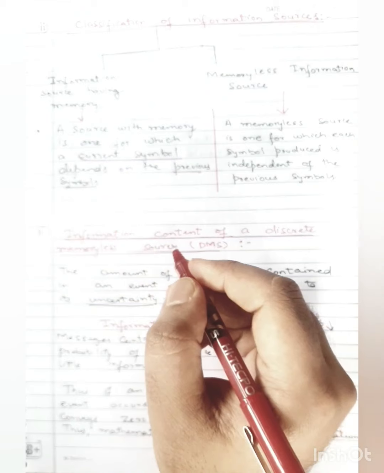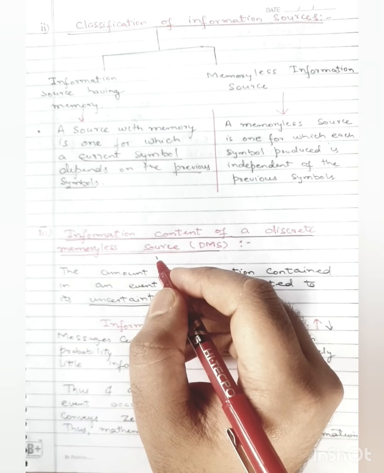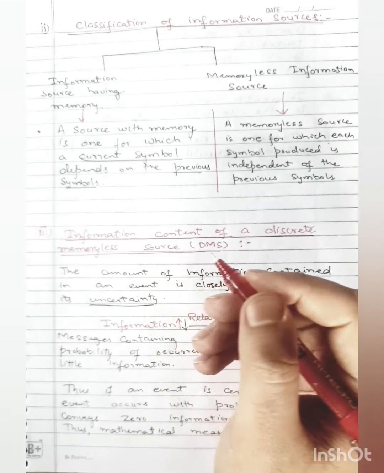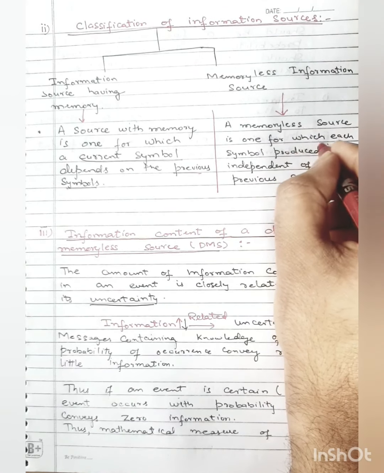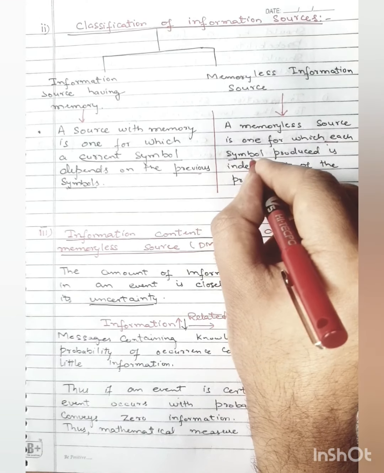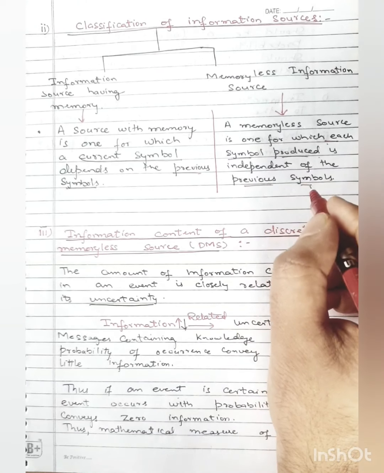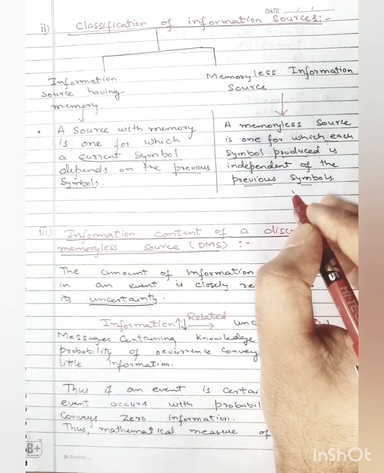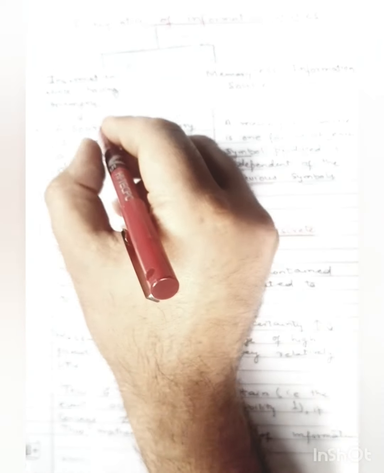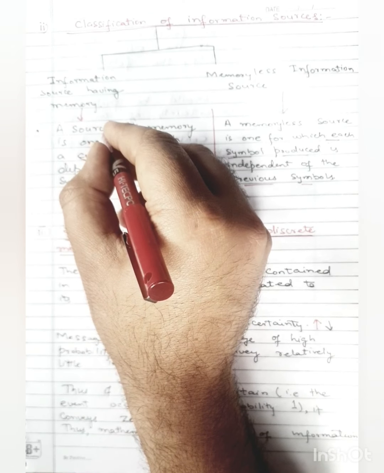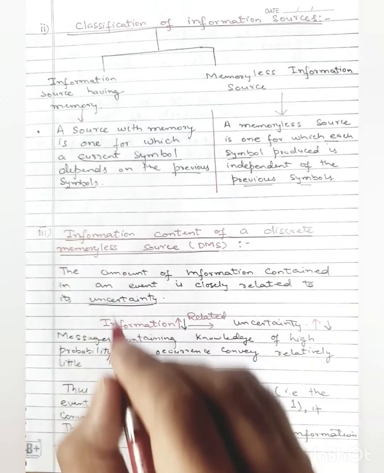We have already discussed that the output elements of the source alphabet are called symbols. A memoryless source is one for which each symbol produced is independent of the previous symbol. That means the current symbol does not depend upon the previous symbols in the case of a memoryless information source, whereas in the case of an information source having memory, the current symbol depends upon the previous symbols.